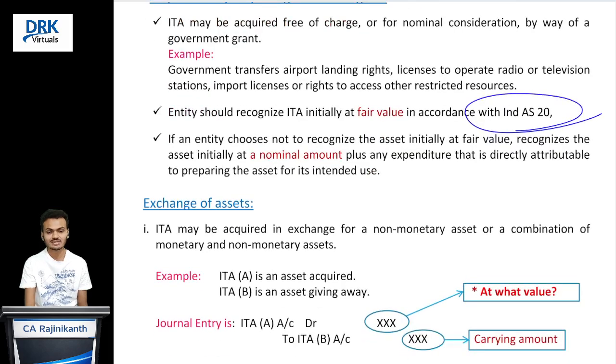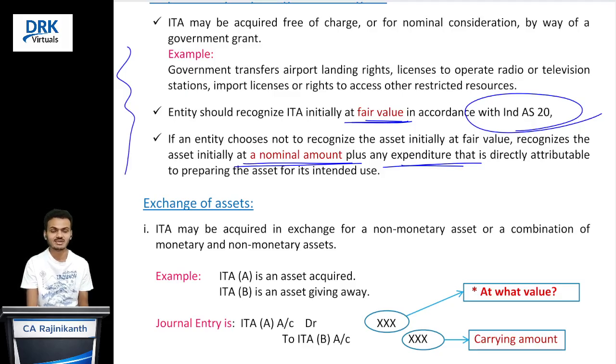Recognize that intangible asset at fair value. No, sir, I don't want to recognize at fair value. No problem, you recognize it at a nominal amount. Nominal amount means what, sir? 1 rupee, 10 rupees, 100 rupees, like that. In addition to that nominal amount, any expense that is directly attributable to that intangible asset we can also capitalize. That's it. This is all about acquisition of intangible asset in connection with government grant.